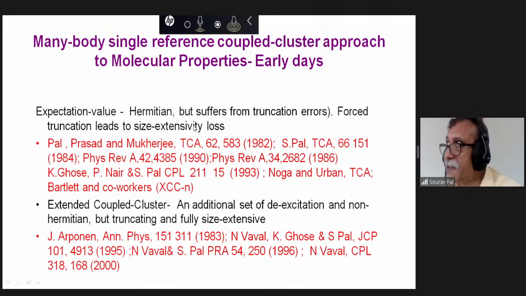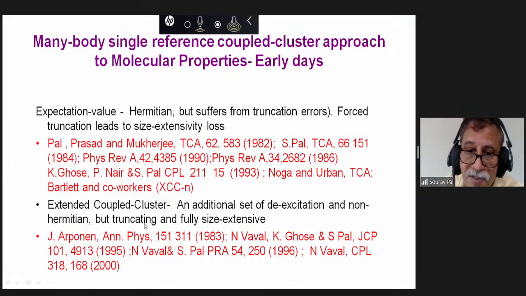Size extensivity is a very important property where energy scales as proportional to N. Very early days we did this, and then we found that the expectation value is not a good idea. We went to what is called an extended coupled cluster with an additional set of de-excitation amplitudes, but that is not the problem. The problem is that this became non-Hermitian, unlike the expectation value, but this is completely truncating and fully size extensive. So it is good. So one has to look at how do you do a similar thing, but with the Hermitian function? And I think that has been a major focus.